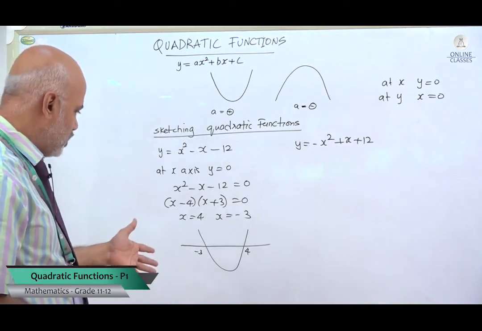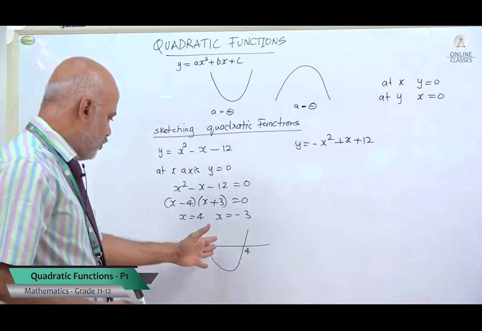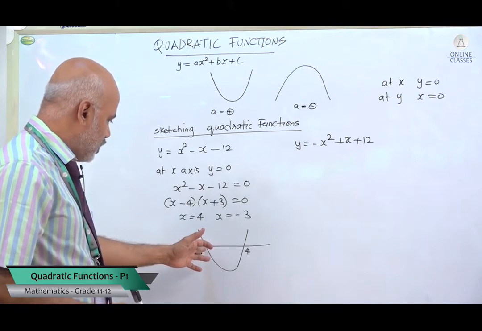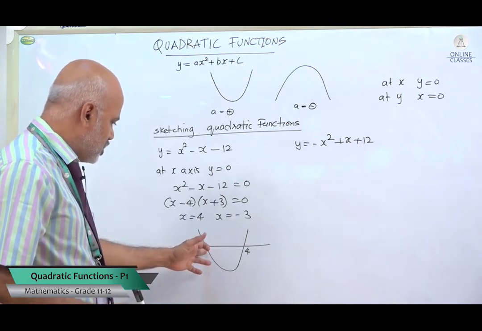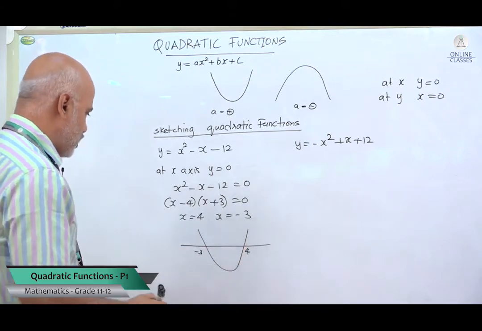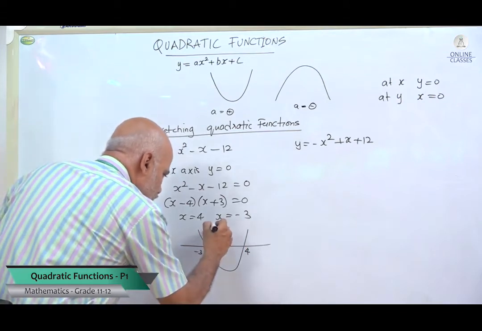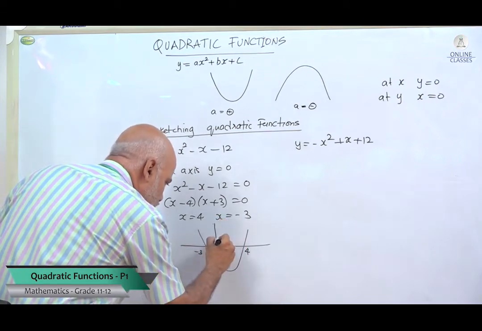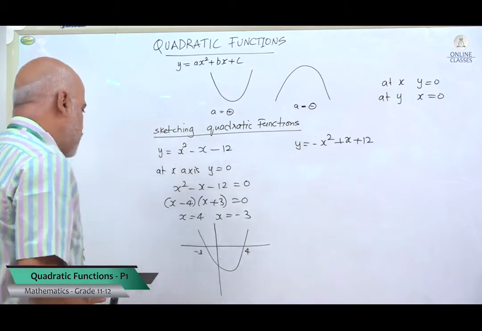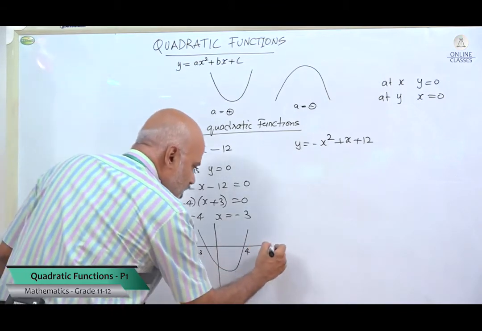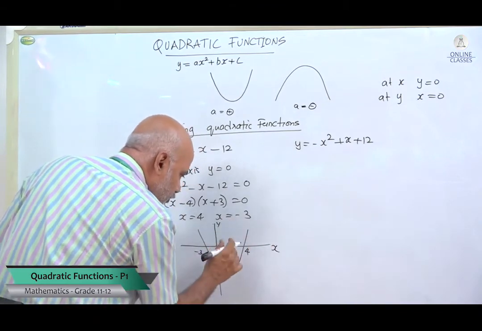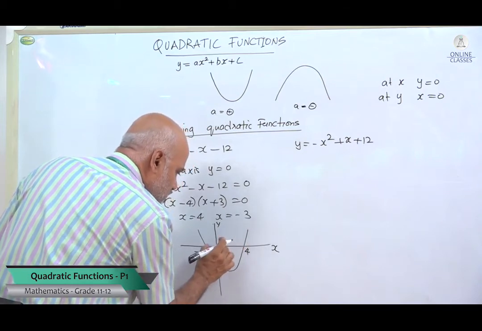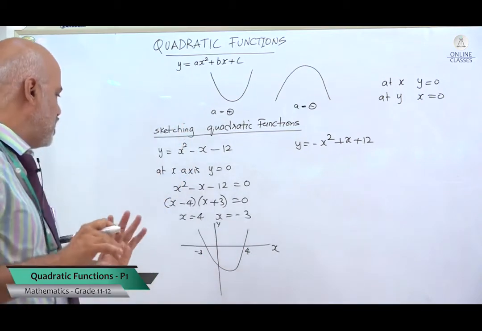So what can we do in this case? You need to know which point is closer to the y axis, whether minus 3 is closer to the y axis or plus 4 is closer to the y axis. That means you can take it roughly like this. And here you don't need to worry about, sir, how come you take this so much of distance compared to this. See, this is really a rough sketch only.